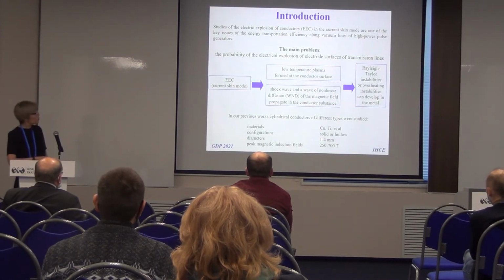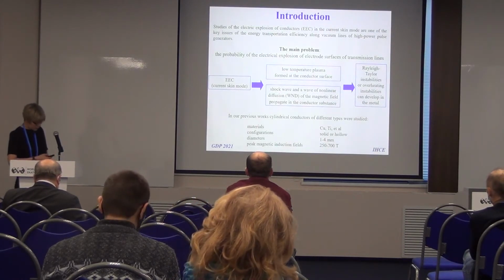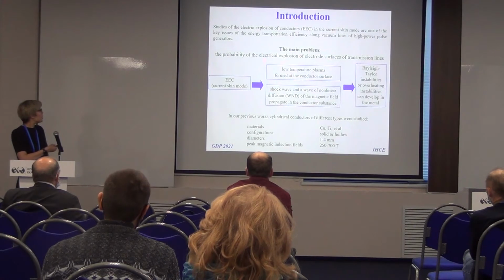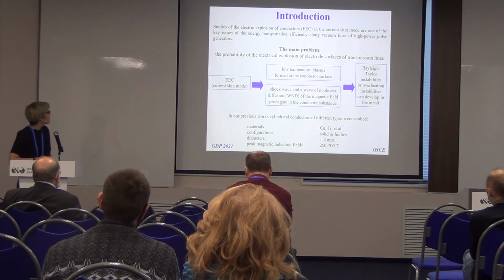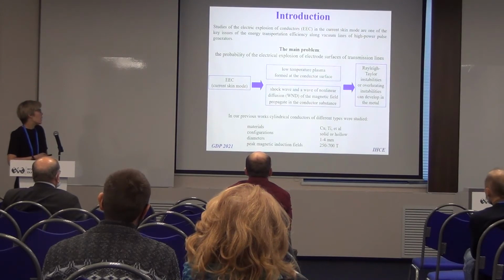During the electrical explosion, low temperature plasma is formed on the conductor surface, and the shock wave and the wave of nonlinear diffusion of magnetic field propagate into the conductor. And MRT instabilities and overheating instabilities can develop in the metal.